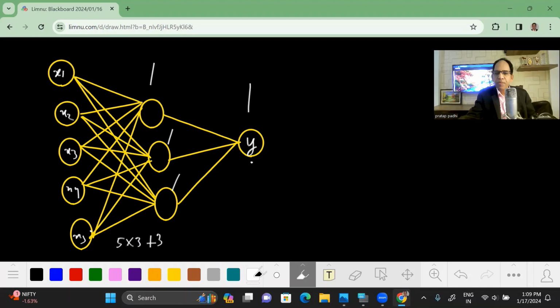Okay. These weights, 15 weights plus 3, 18. In total, 18 parameters you need to estimate. If you have a hidden layer, and if you want to understand the intuition of the hidden layer, I'll tell you that. No worries. Just remember.